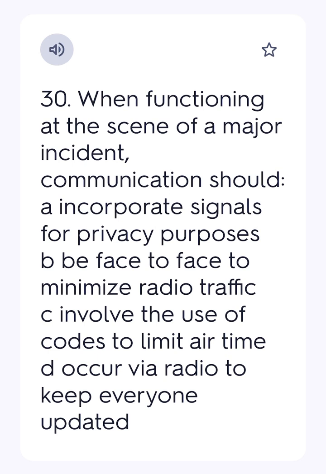30. When functioning at the scene of a major incident, communication should: A. Incorporate signals for privacy purposes. B. Be face-to-face to minimize radio traffic. C. Involve the use of codes to limit airtime. D. Occur via radio to keep everyone updated.